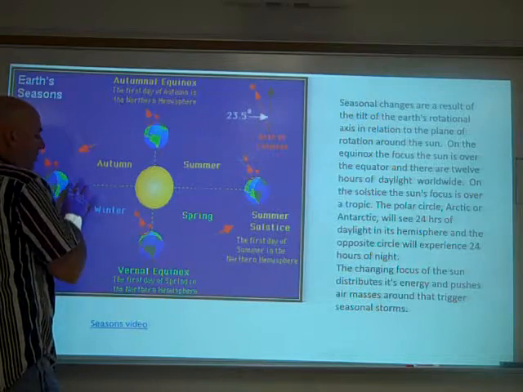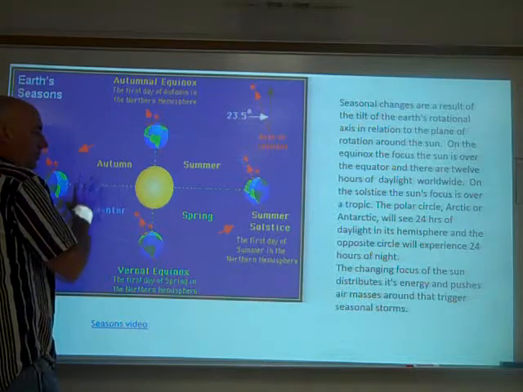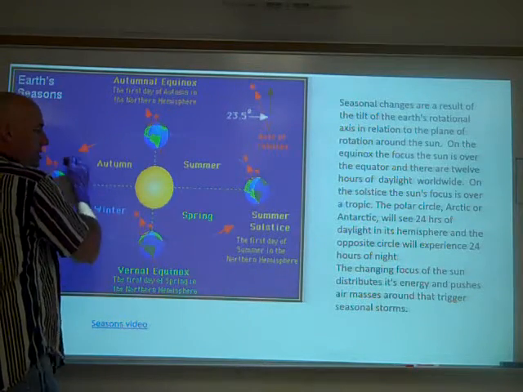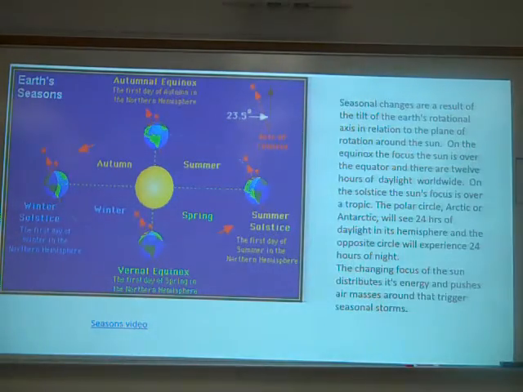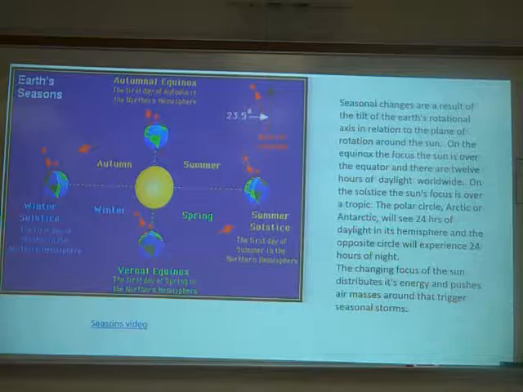But also, in the tropic areas around here that don't really get the temperature change, it also pushes these air masses back and forth. And that's how we get our storm patterns, and that change in focus of the sun is what brings our hurricanes in. We have a hurricane season in late summer, early fall, or actually in the mid-fall, almost late fall, as these air masses are moving down and interacting with other air masses.